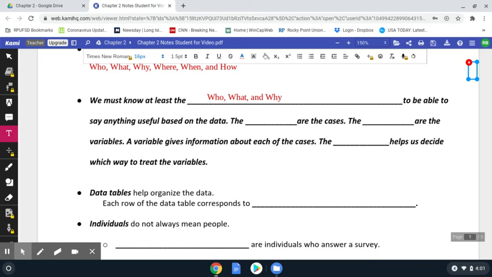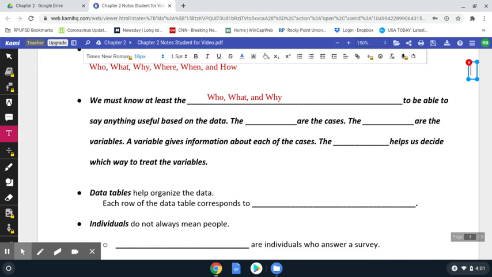Okay, so let's get back to business. As long as we have the who, the what, and the why, we've got a great jumping off point for our data. Now, we talk about cases. Data is often given to us as a list. We see it in tables. We see it in diagrams. We see it in graphs.